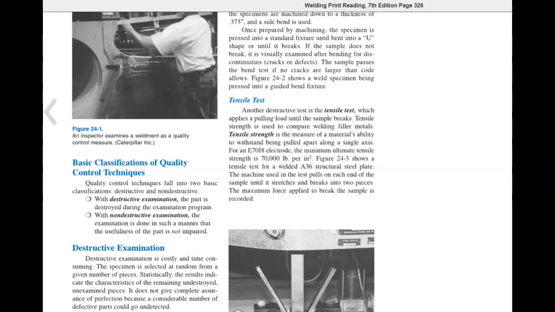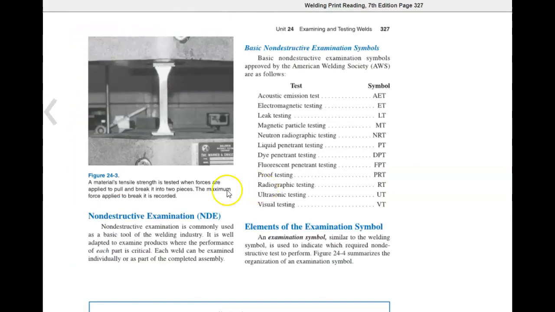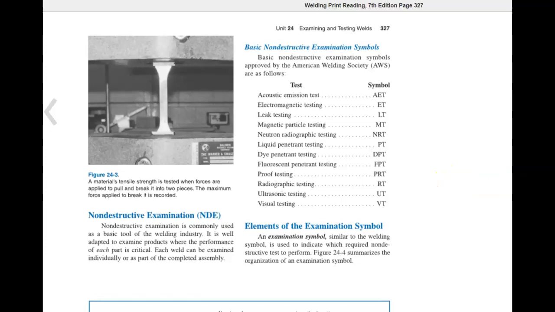The machine used in the test pulls on each end of the sample until it stretches and breaks into two pieces. The maximum force applied to break the sample is recorded. Material tensile strength is tested when forces are applied to pull and break it into two pieces. The maximum force applied to the break is recorded.